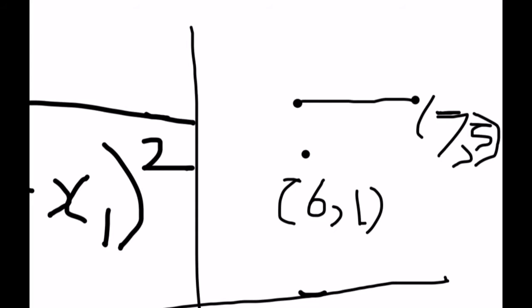Okay, so if you look, these two are on the same line, which is parallel to the x-axis, so they should have the same y coordinate. And here it is the opposite: it is parallel to the y-axis, so the x coordinate must be the same. So this must be 6 comma 5, right?